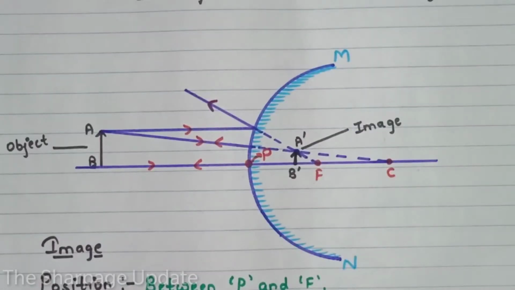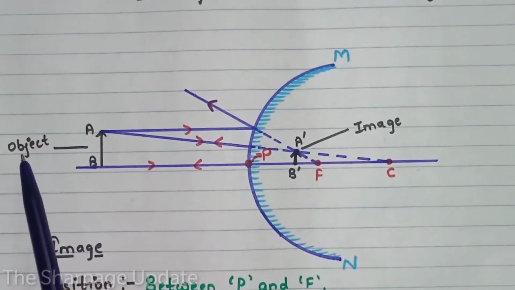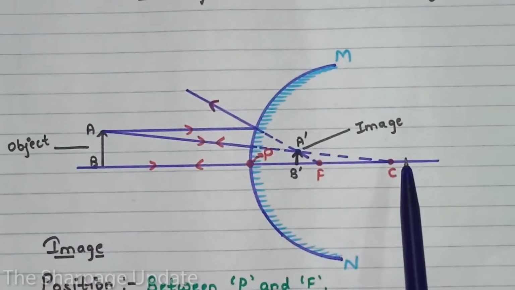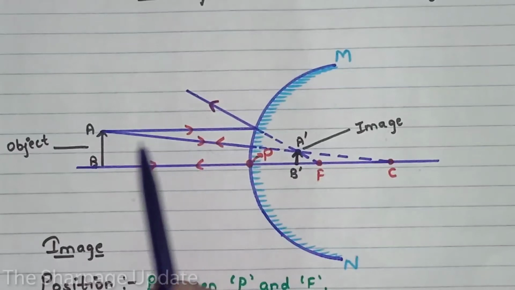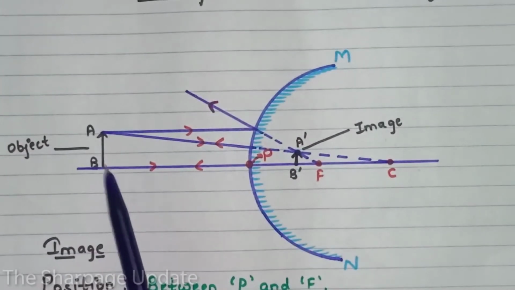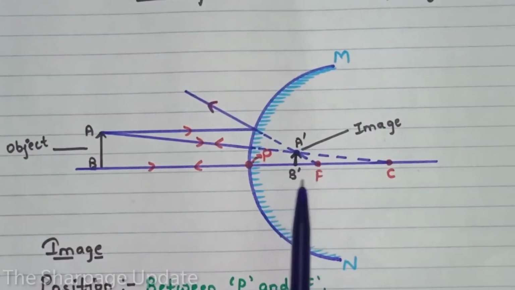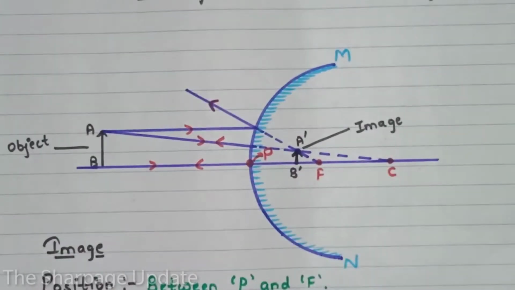So dear students, in the case of convex mirrors, only two conditions arise. Number one, when the object is placed at infinity, then the image will be formed at the focus and behind the mirror. And the second condition, if the object is placed anywhere between infinity and pole, the image will form between pole and the focus only. So these are the only two conditions in case of convex mirror.